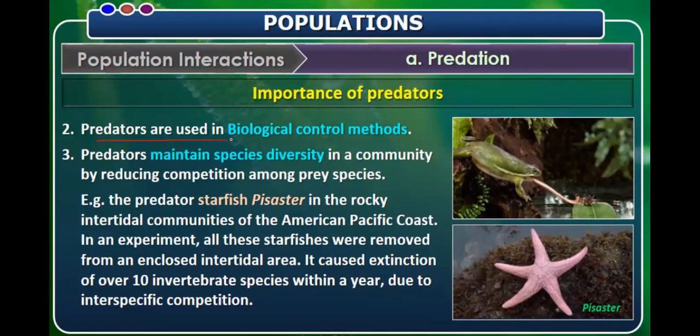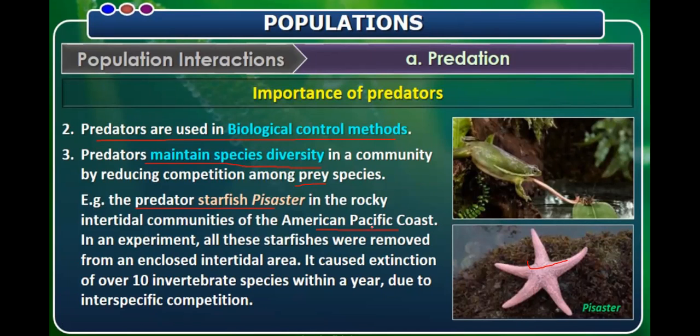Predators are used in biological control methods as well. Predators maintain species diversity in a community by reducing competition among prey species. Example, the predator starfish Pisaster in the rocky intertidal communities of the American Pacific coast. This is Pisaster. It is a starfish.